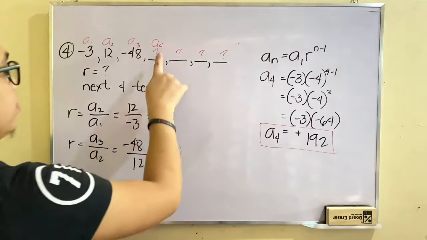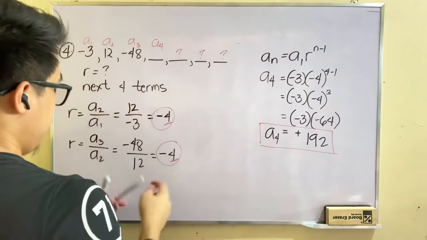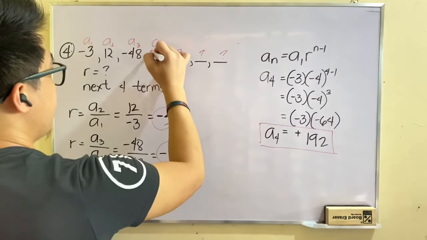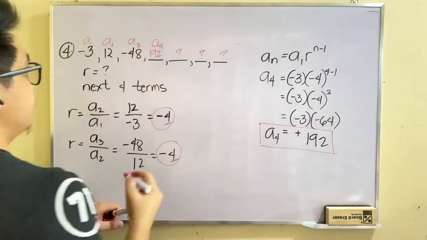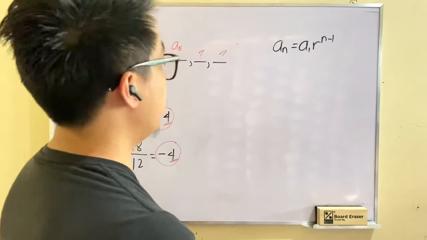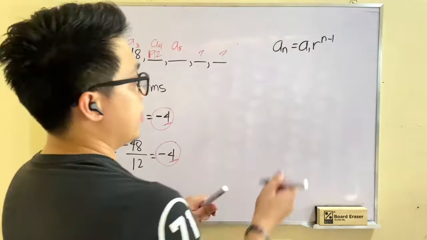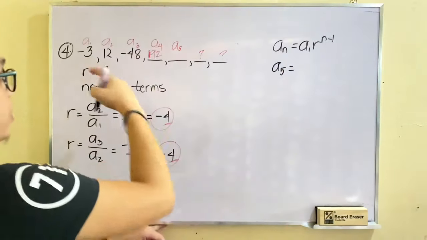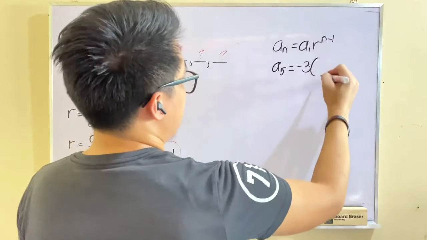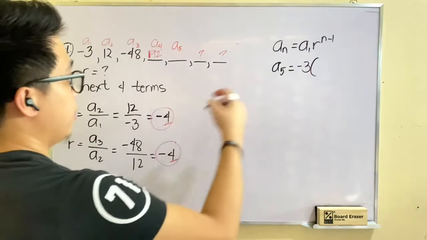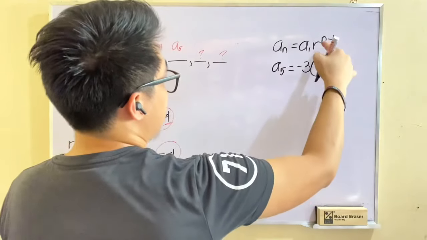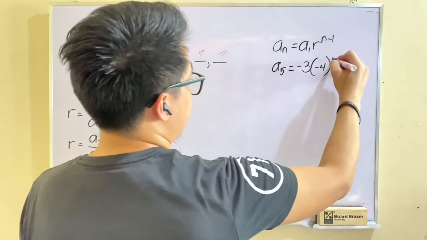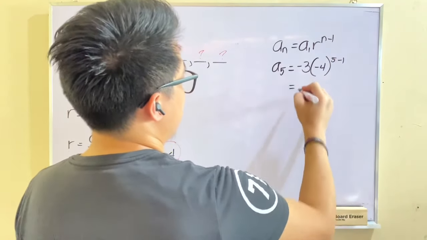Sulat natin siya dito. So, positive 192. Okay, substitute natin ngayon yung hinahanap. Ang hinahanap natin ngayon is a sub 5. So, a sub 1 is negative 3 times ratio, which is negative 4, raised to n, or fifth term ang hinahanap, minus 1.